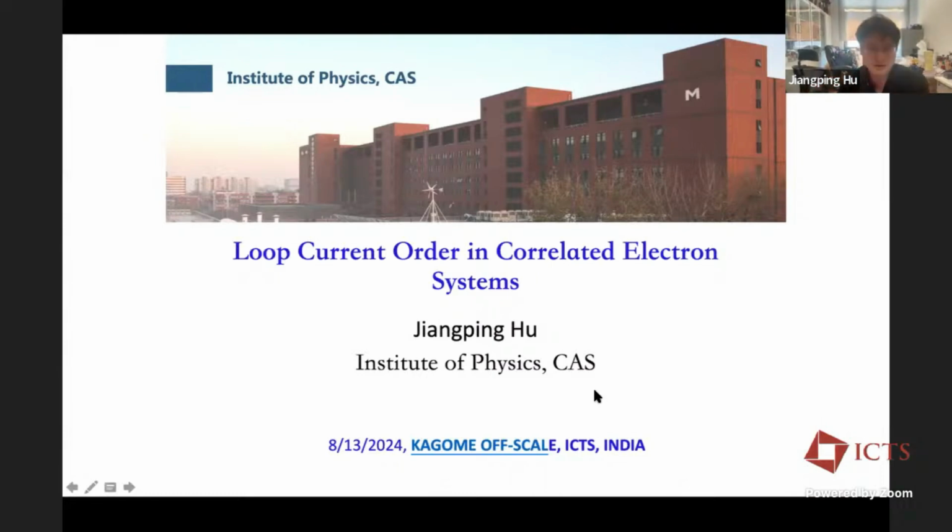So Stephen was just talking about this Kagome lattice. I think he gave a very good review of this. So I will try to talk about a particular interesting thing that could happen in the Kagome lattice, which is called loop current order.